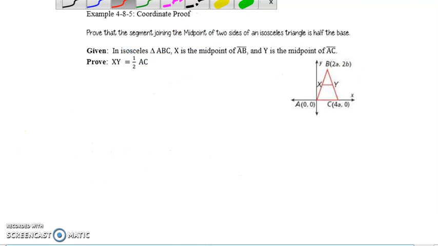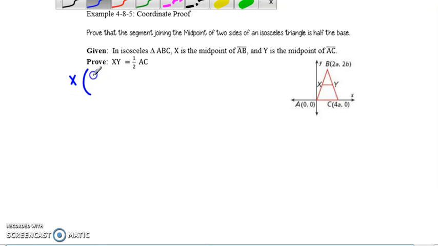So on this next example here, we want to prove that the segment joining the midpoints of the two sides of an isosceles triangle is half the base. All right, so let's go ahead and take a look.